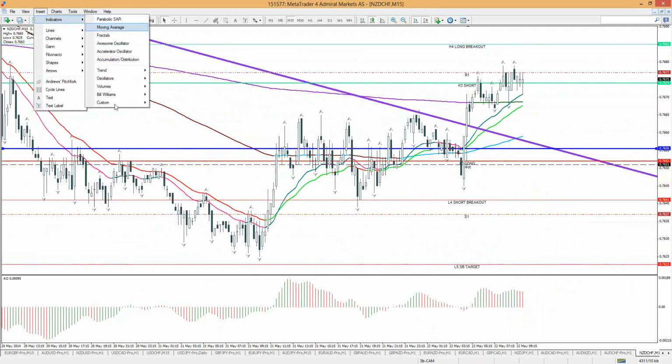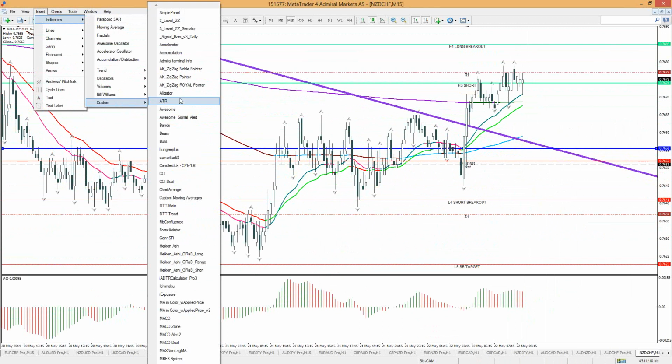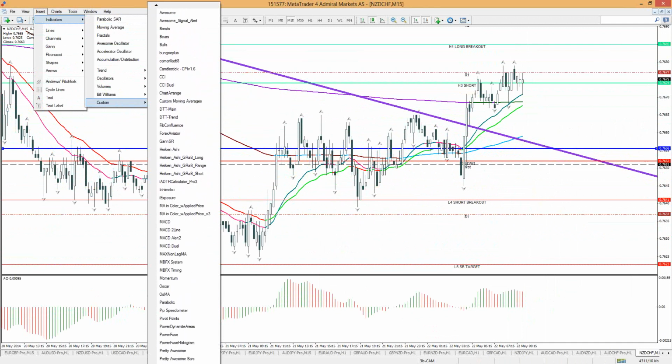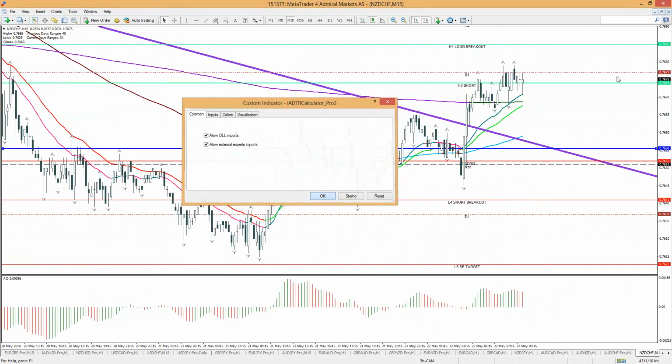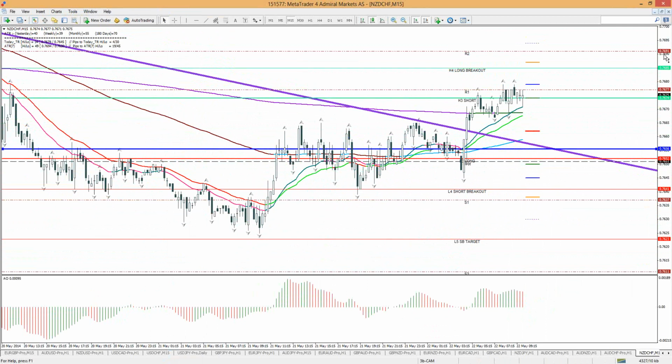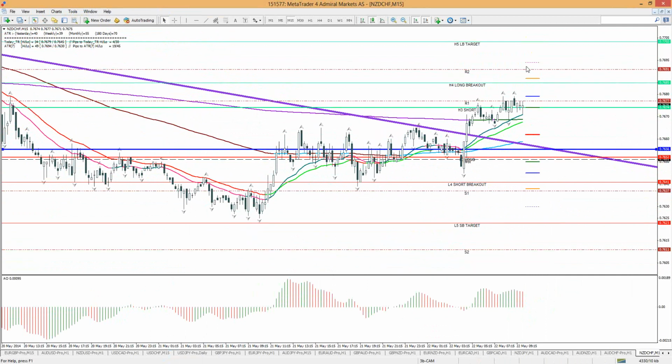We can add an extra one. Let me just add one indicator here. One second. Forgot the name of it. Let me check that. Ah, it's here. This is an ATR pivot point calculator.